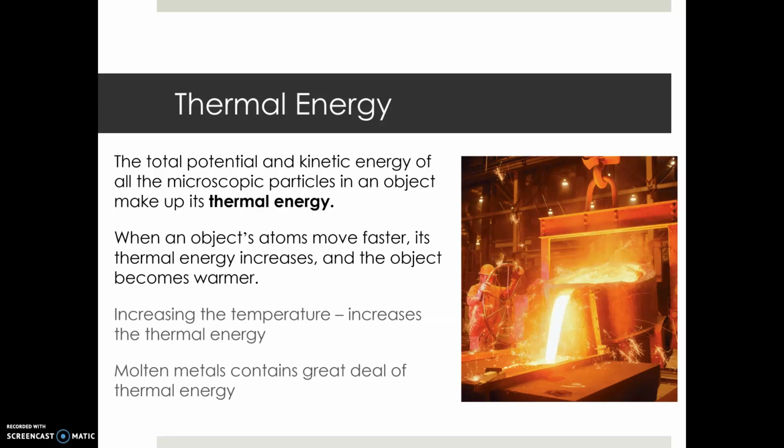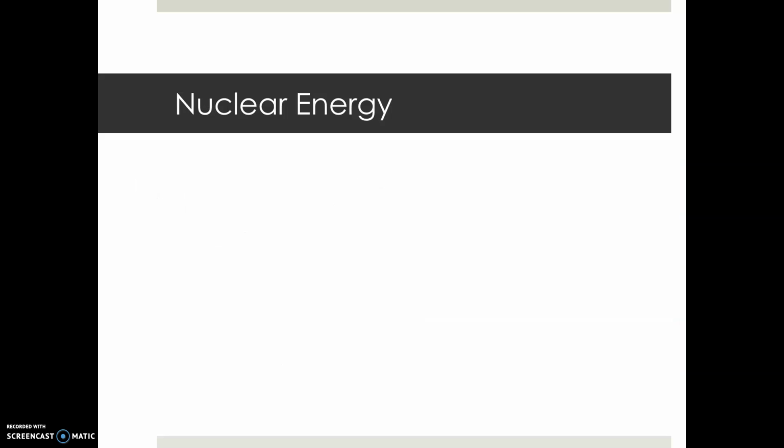An example of a place where we see a lot of thermal energy is when we're melting down different kinds of metals, usually for recycling purposes. Molten metals contain a lot of thermal energy because it takes a lot of heat and a lot of increase in temperature to melt them down to a liquidy state in order for them to be changed into different kinds of things. Okay, so that's thermal energy.